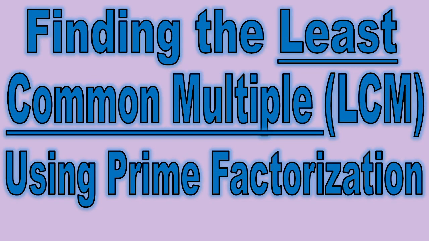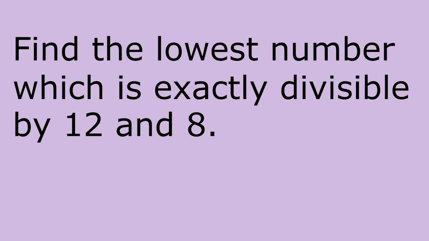Today, you are going to learn about finding the least common multiple or LCM using prime factorization. I have here a word problem. Find the lowest number which is exactly divisible by 12 and 8. Now, we are going to find the least common multiple to get the required number. Let us find the LCM of 12 and 8.